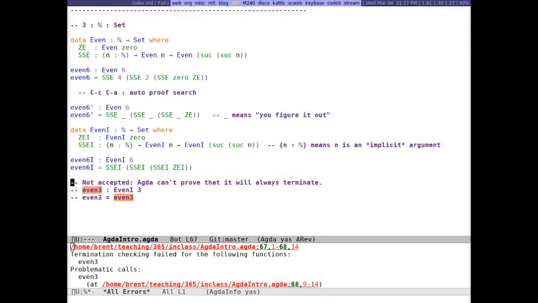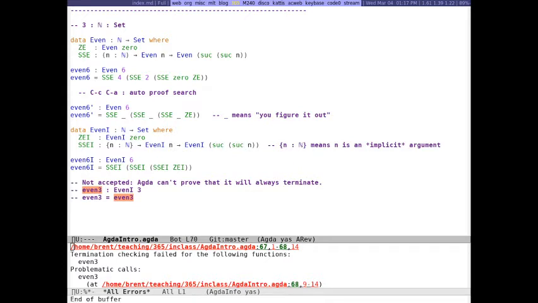Yeah, Ivy. Is it able to detect mutual recursion, where one thing is calling another, but that thing is calling the first? Yeah, it can handle that too. Yep, as long as it can tell that something is getting smaller, basically. That's the very basic version.